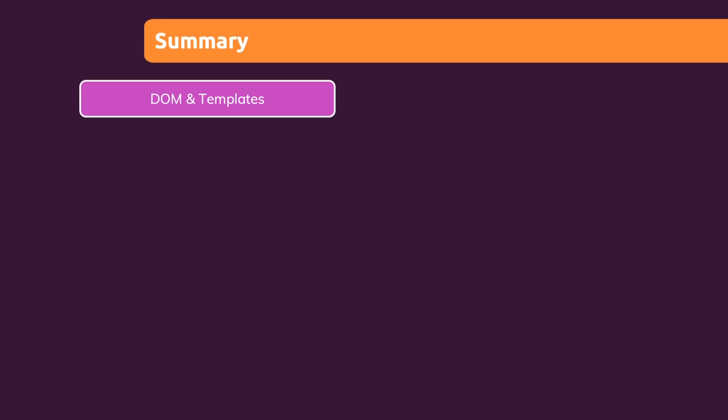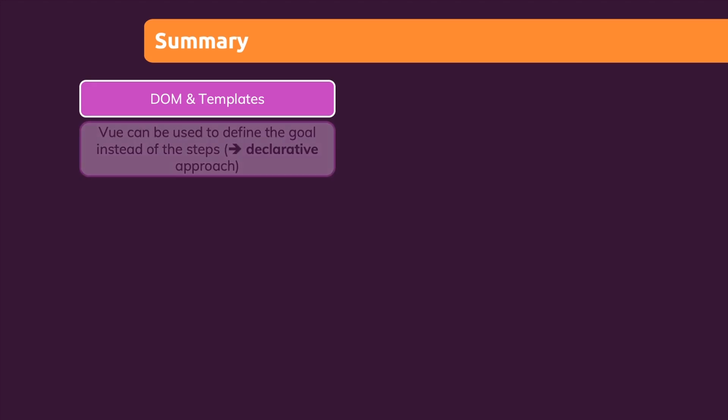Now that's it for this basics module. We basically had a look at 4 core topics throughout this module. And the first one was how Vue interacts with the DOM, how you connect Vue, and what you can do with that. We learned that Vue can be used to define the goal rather than the steps to get there.